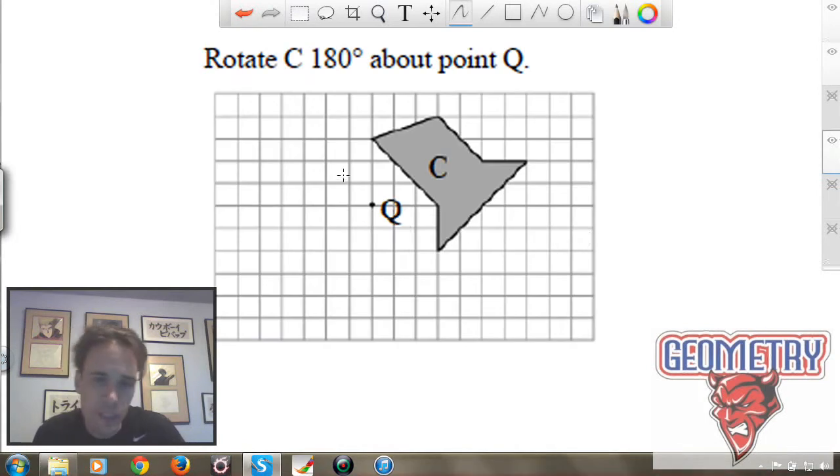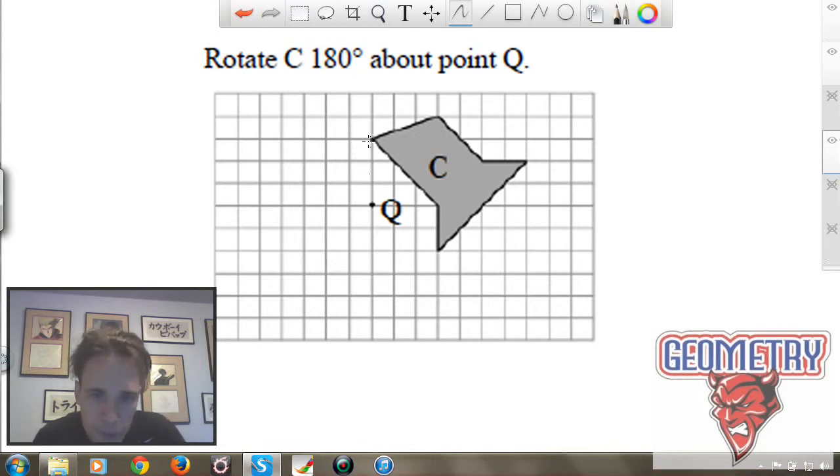Okay, third one, rotate 180 degrees about point Q. So it doesn't matter if we go clockwise or counterclockwise, it's the same thing. 180 degrees one way is 180 degrees the other way. So we're going to spin this around.